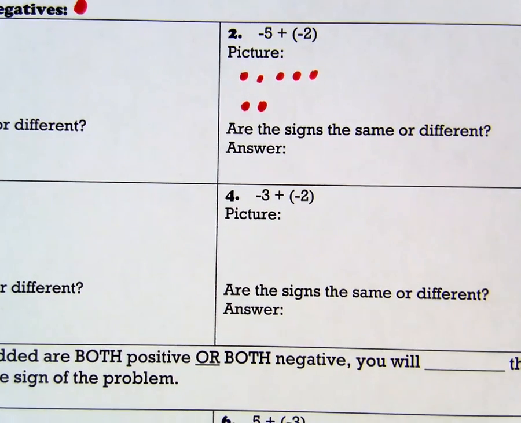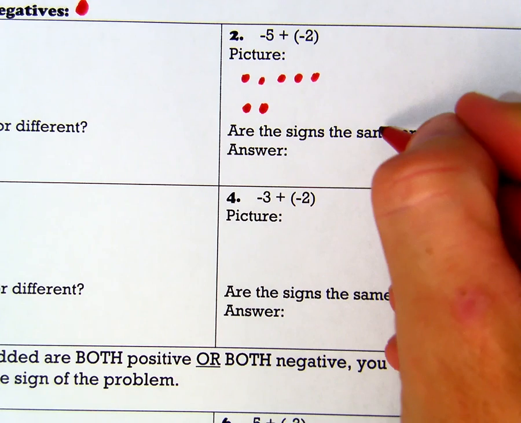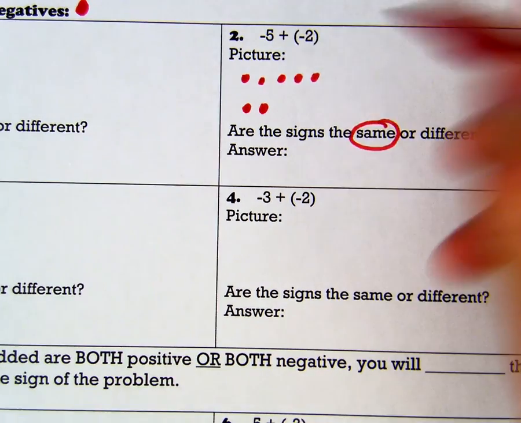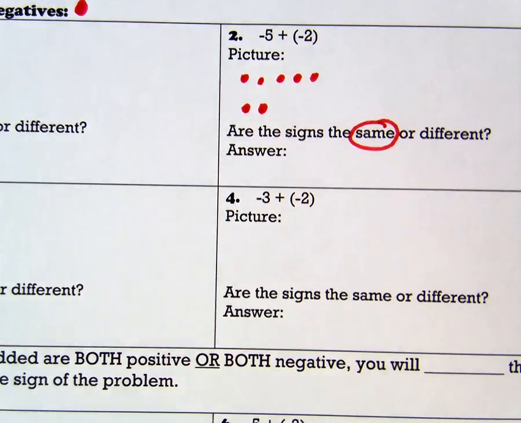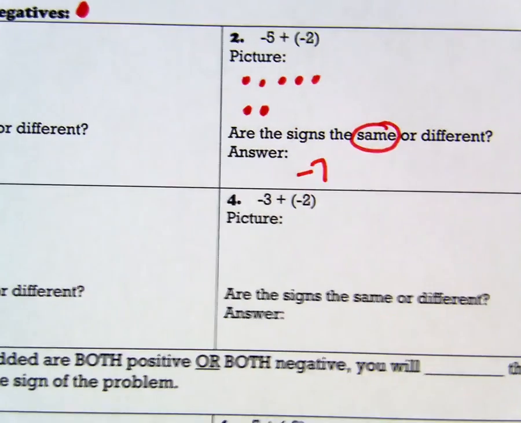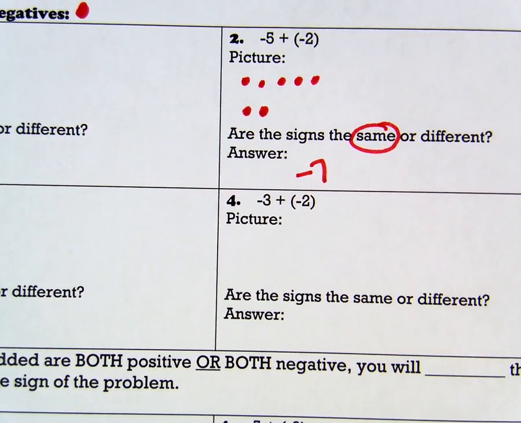Okay. Are the signs the same or different? I notice that they are the same. Okay. And I'm going to add together negative 5, negative 2, which means I have negative 7 is going to be my answer. Let's look at number 3.